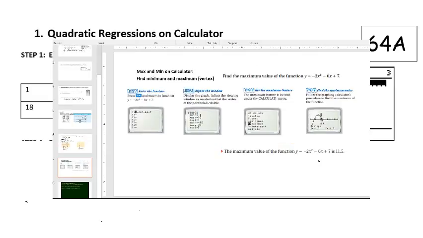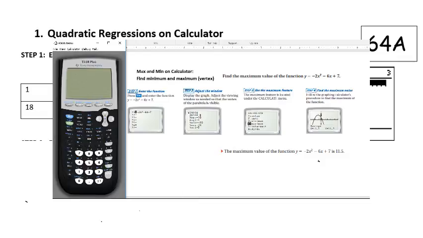Last thing we're going to look into is how to find the maximum and minimum, the vertex, on the calculator. We have an example function in here. Our example function is negative 2x squared minus 6x plus 7. First, we're going to enter the equation into the y equals section and clear whatever equation is there. And we're going to put negative 2x squared, then minus 6x, and plus 7.